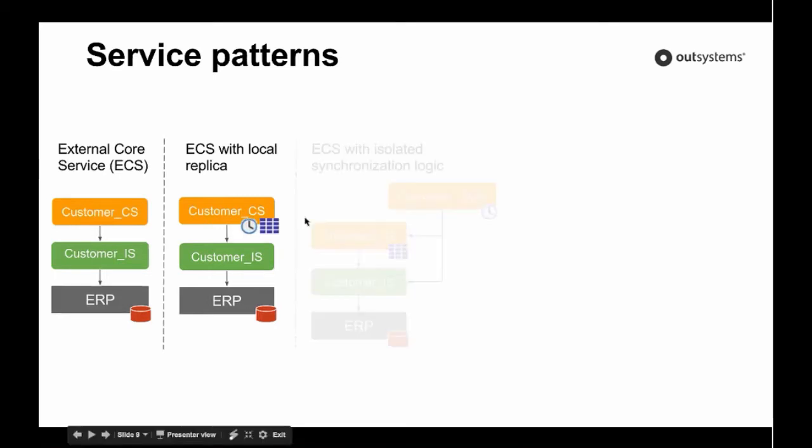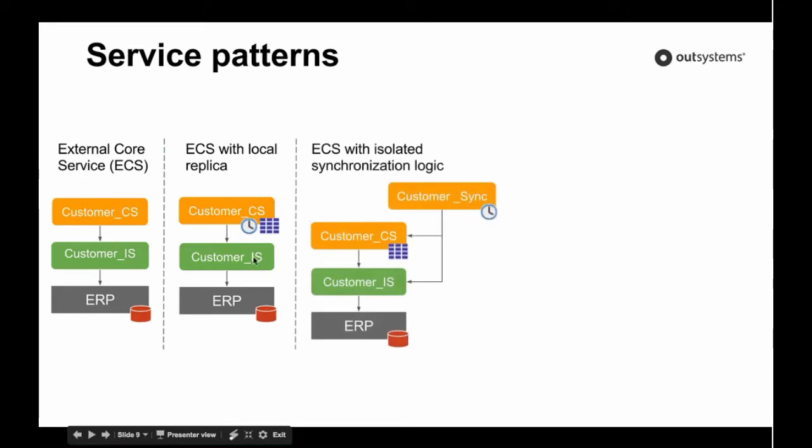Another pattern, which is the same, but now we are isolating the synchronization logic. Sometimes the synchronization logic is complex. And again, because we are always trying to abstract things, the core service itself does not need to know about the synchronization logic. And another benefit is the fact that the consumers of the core service, they need to consume the core service itself, not the synchronization logic.